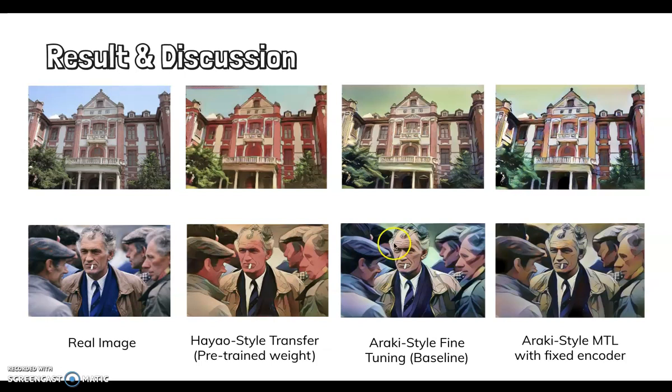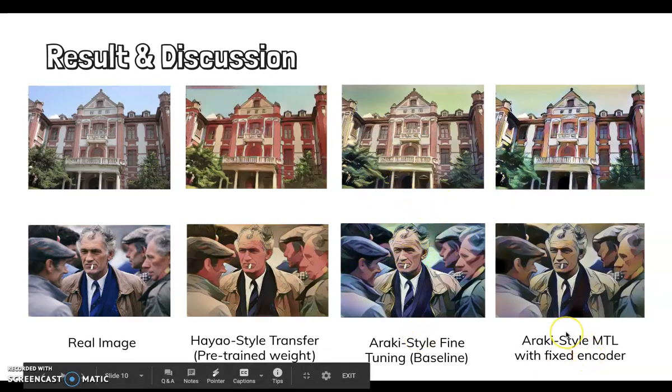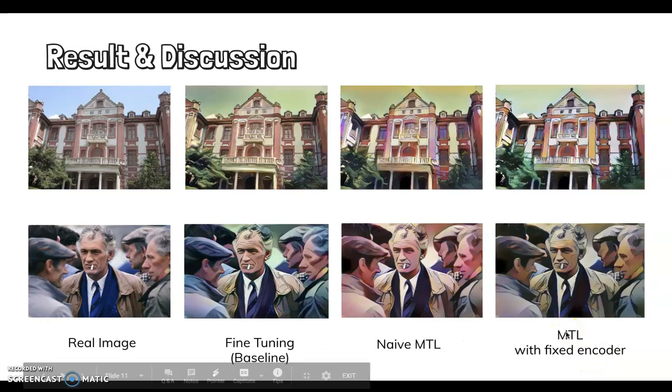From the image, you can see a clear difference between the real image, the Higher style images, and Hierarchy style images. Higher is more red, and Hierarchy images have sharper edges. These two are from the baseline and MTL. Here is the result comparing baseline and MTL, which is our approach.